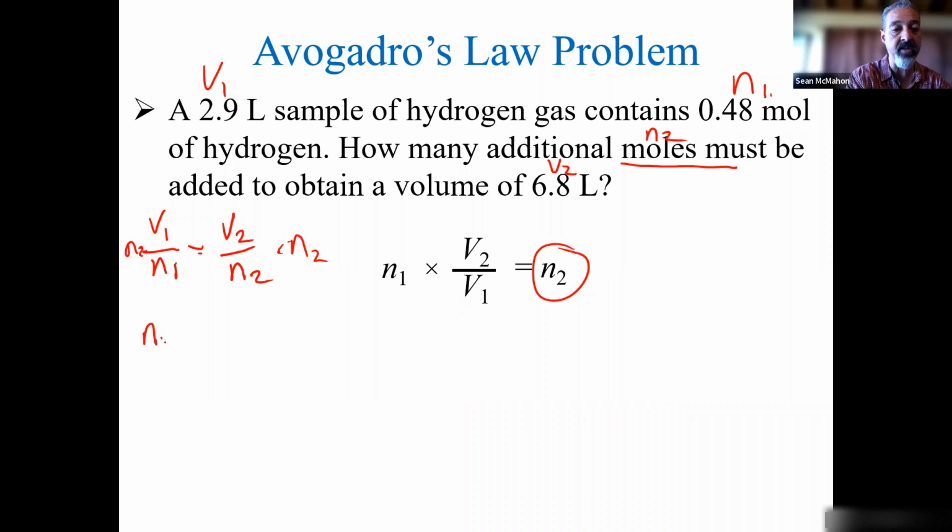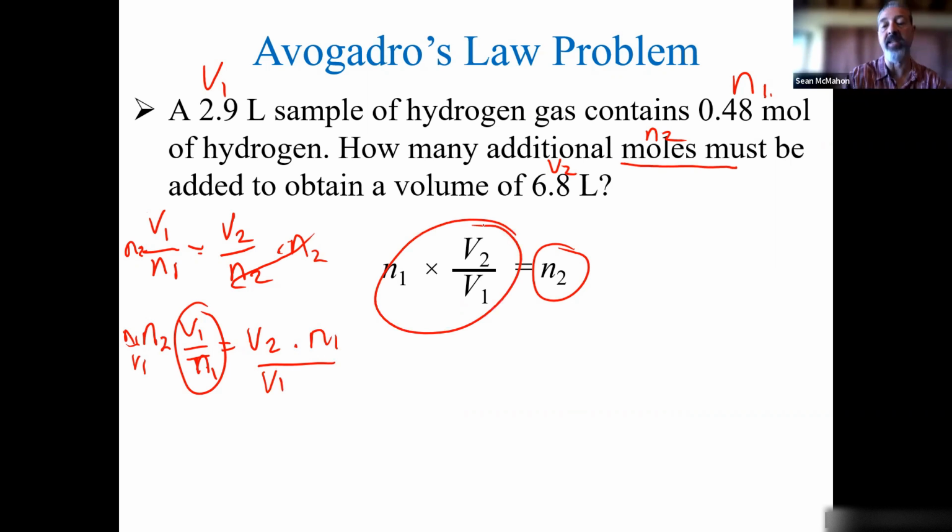And I would get N2 V1 over N1 equals V2, because these would cancel. But I need to get rid of this now. So I need to multiply both sides by the reciprocal. So I'm going to multiply by N1 over V1 on both sides. So that's how I got that equation.